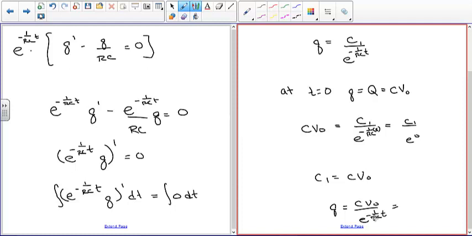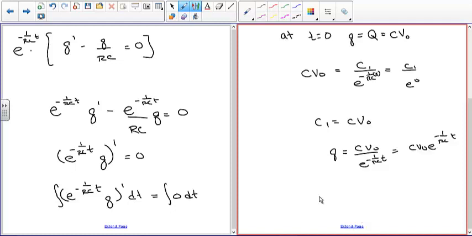But you can kind of see how we end up. I've got a sign error here somewhere. And, ultimately, when I do it correctly, which I'm not sure what I did wrong, I should have minus 1 over RCT. And then the voltage is just equal to the charge divided by the capacitance. So what I end up with is the voltage as a function of time is going to be equal to V0 times e to the minus 1 over RCT.